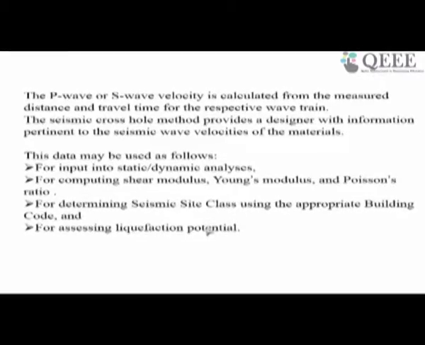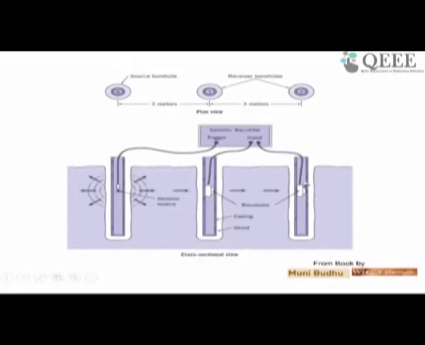From the time and the distance, you can calculate the velocity, and once you know the velocity, you can indirectly characterize the ground. Now if you want to know the complete characteristics of your ground, you have to repeat the test at different levels. For example, you have done a test here, then you can do another test below this, then another test below that.